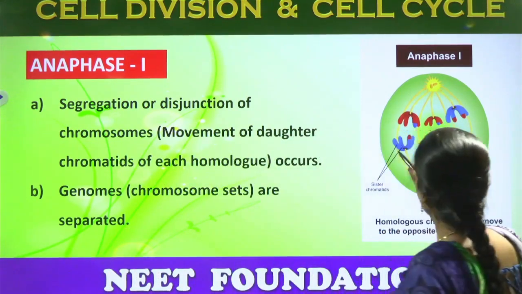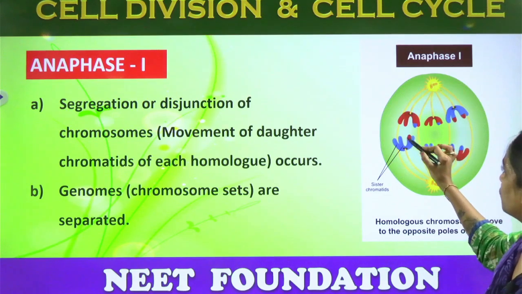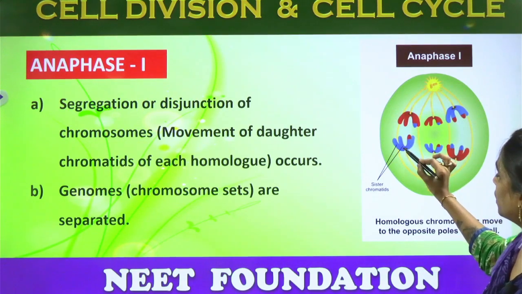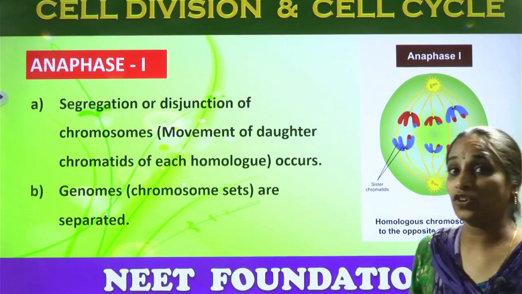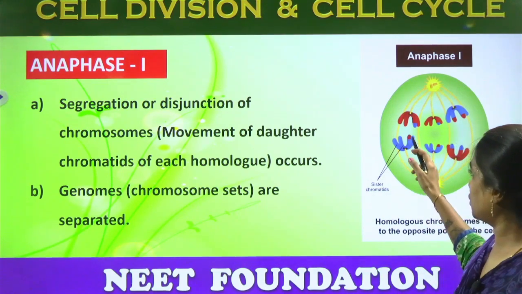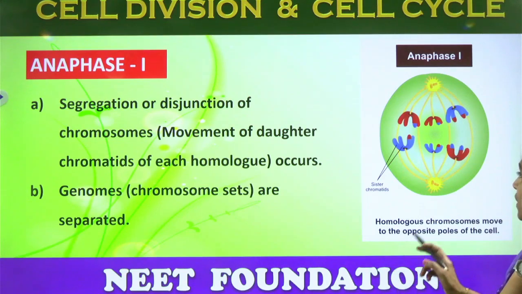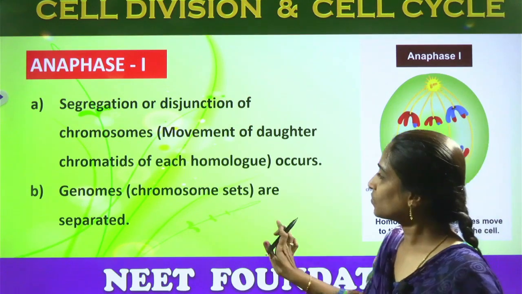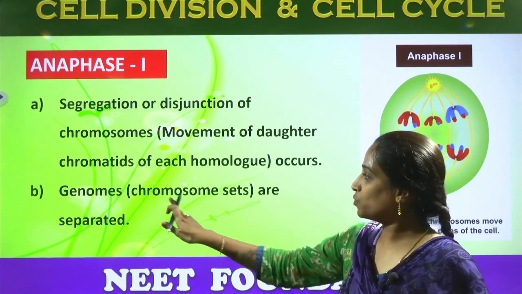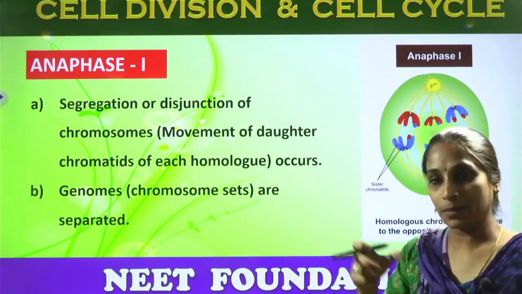So these are the sister chromatids, and we can observe this in the picture. The blue chromosome, one terminal chromatid, will have exchanged crossed-over material, paternal with maternal and maternal with paternal. And these genomes, these chromosome sets, are being separated.